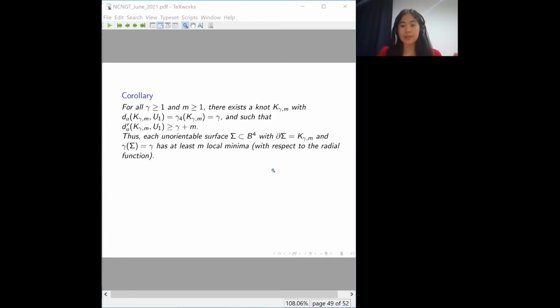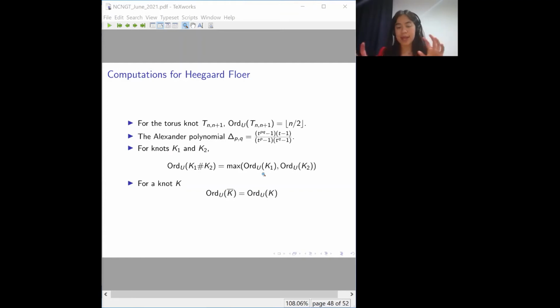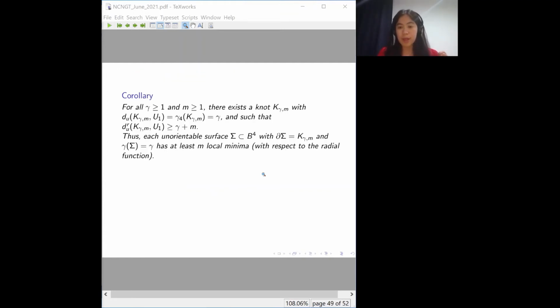The way you do this is by considering knots which are the connected sum of T(2r-1, 2r) with the mirror of T(2s-1, 2s). The idea is that taking the connected sum with the mirror cancels out the standard unorientable cobordism distance to the unknot, but does not cancel out the refined one, because for the refined one, this connected sum actually gives you the maximum of the two of them.